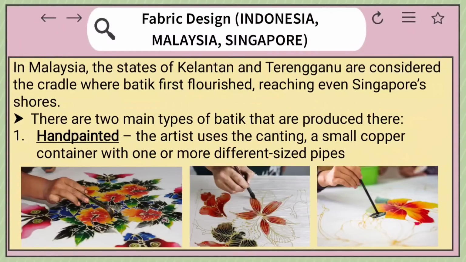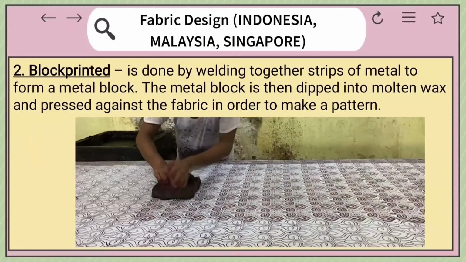In Malaysia, the states of Kelantan and Terengganu are considered the cradle where batik first flourished, reaching even Singapore's shores. There are 2 main types of batik that are produced there. First is hand-painted. The artist uses the canting, a small copper container with 1 or more different sized pipes. The second one is block printed. This is done by welding together strips of metal to form a metal block, and the metal block is then dipped into molten wax and pressed against the fabric in order to make a pattern.